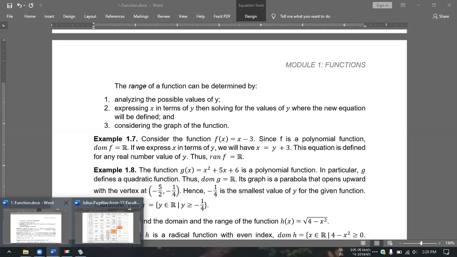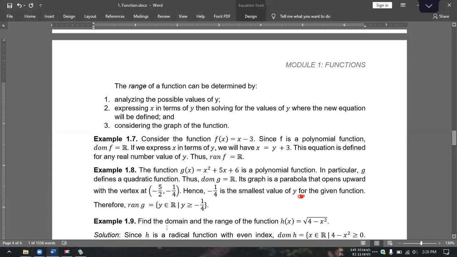Any question? And symbol, ito siya. So range of the function is equivalent to all set of y elements of R such that y is greater than or equal to negative 1/4 or negative 0.25. Nakuha?